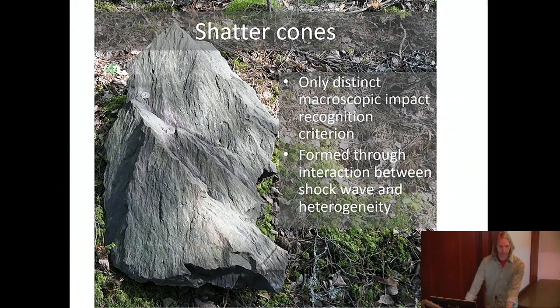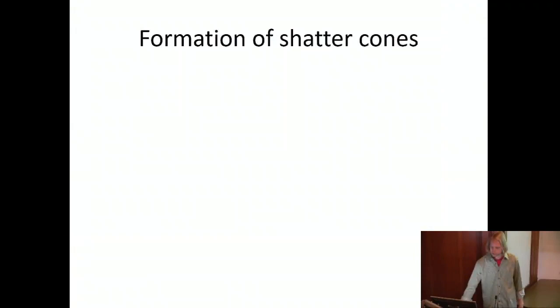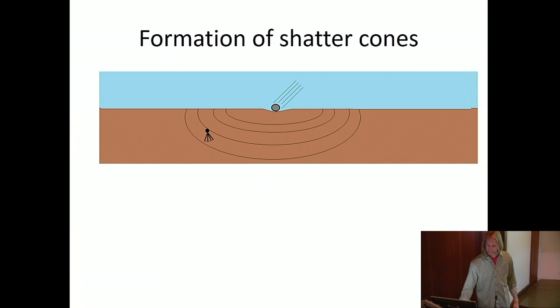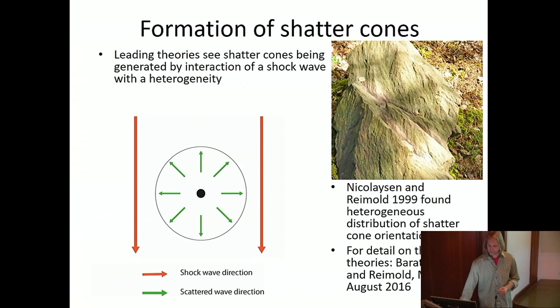And there are still a few open questions about their formation. But the general process is that you have a heterogeneity in the bedrock, here shown with our black dot. And once the meteorite arrives and hits the ground, it will send a shockwave, which interacts with that heterogeneity and forms a shatter cone.